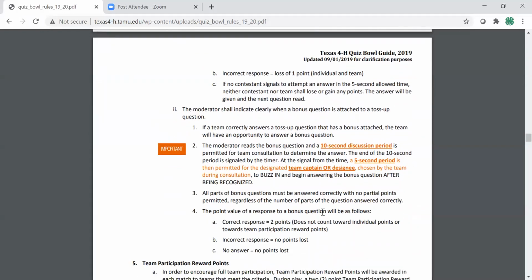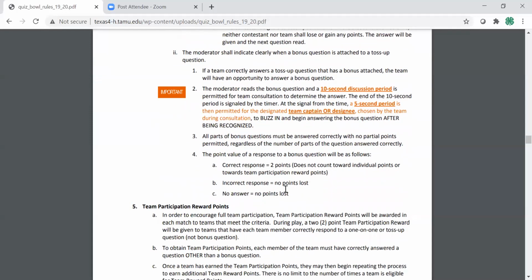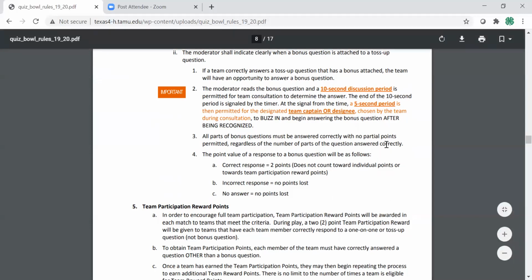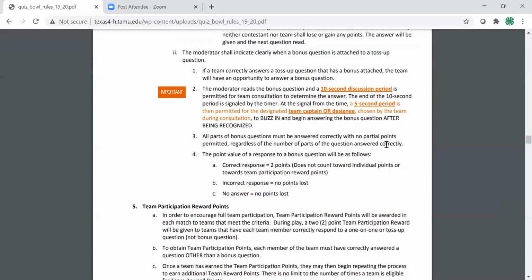So does that make sense? You have a 10-second discussion period, 5-second buzz in on bonus questions. And if you miss a bonus question, no points lost. If you get it correct, you get 2 points. If it's incorrect, no points lost. No answer, no points lost. So definitely tell your team, I would tell my team if they got a bonus question, even if they had no clue, throw out an educated guess because you're not going to lose points for an incorrect response or no answer.